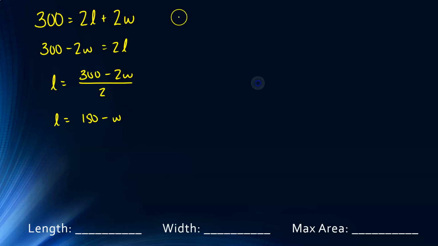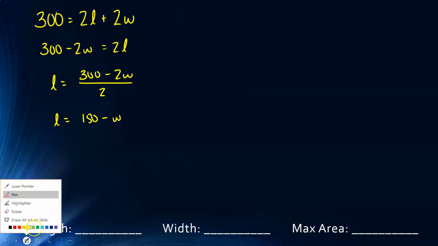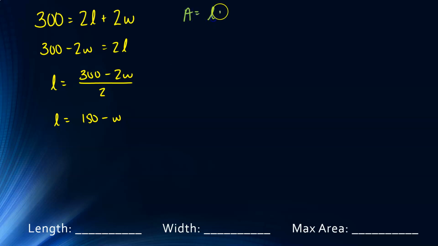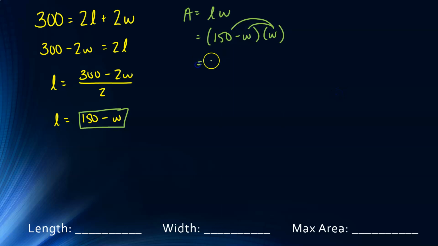How does that help me? Well, remember, area is length times width. We had that on the previous slide. So what we just did is we said that L is the same as 150 minus W. So we would have length times width, so 150 minus W times the width. Well, to simplify this, I'm going to distribute the W through. Or if you want to think of it this way, in standard form, it would be negative W squared plus 150W.